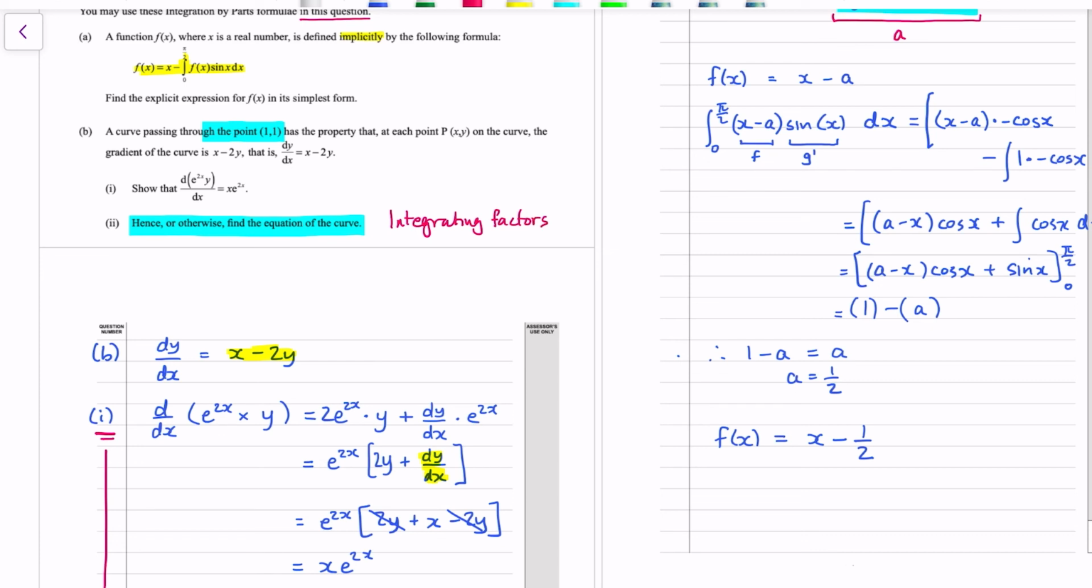except that the first part gave us the hint, which if you used integrating factors you would need to know how to do it without the hint.